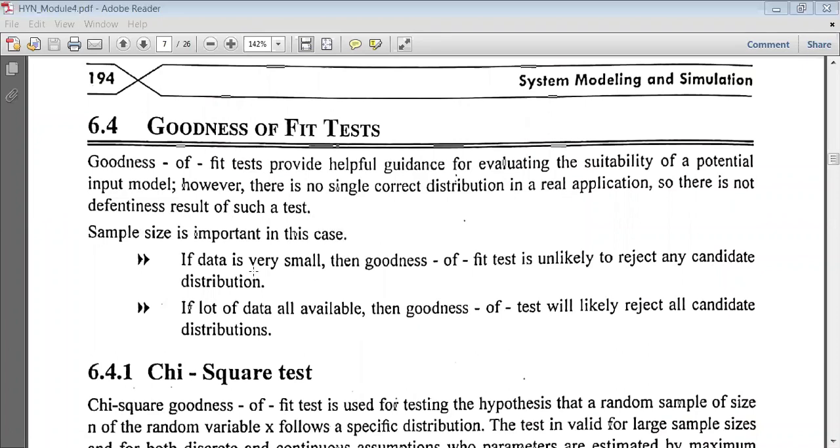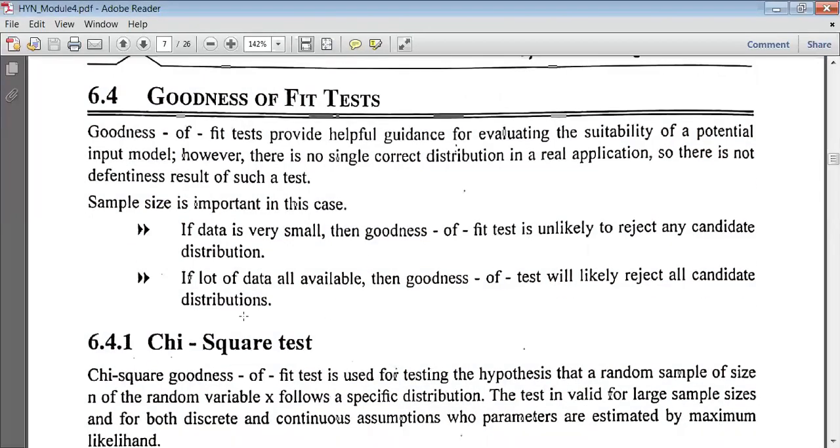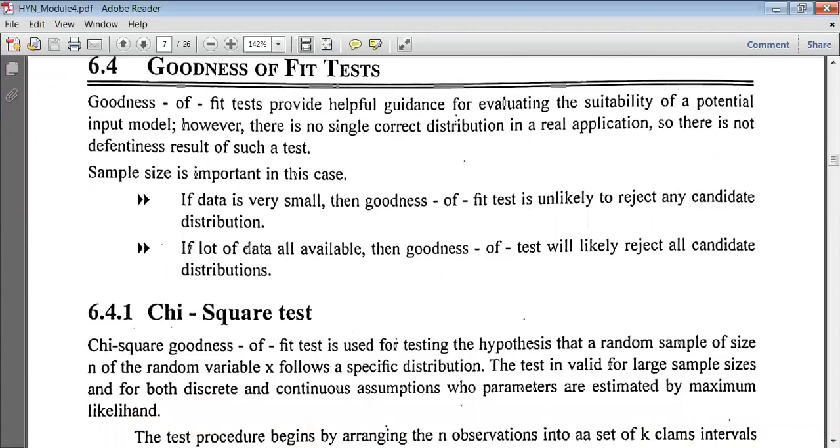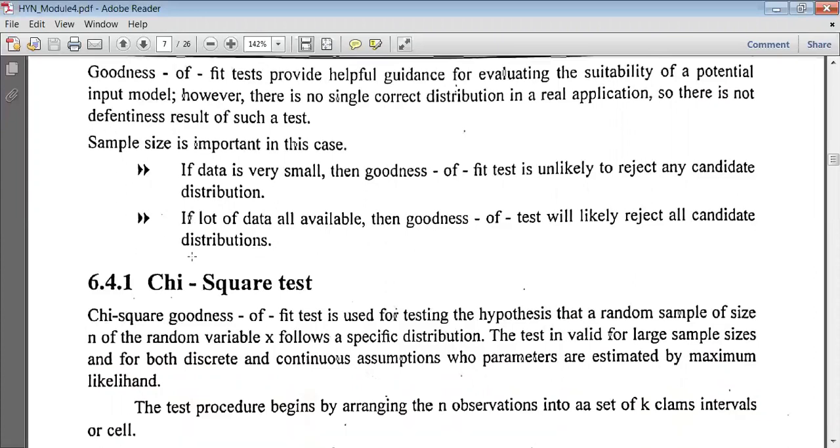If the data is very small, then the goodness of fit test is unlikely to reject any candidate distribution, right? So if you have very little data, the test will hardly reject anything. If a lot of data is available, then the goodness of fit test will likely reject all the candidate distributions, right? So that is why we have to be very careful when applying the goodness of fit test. The sample size is very important.